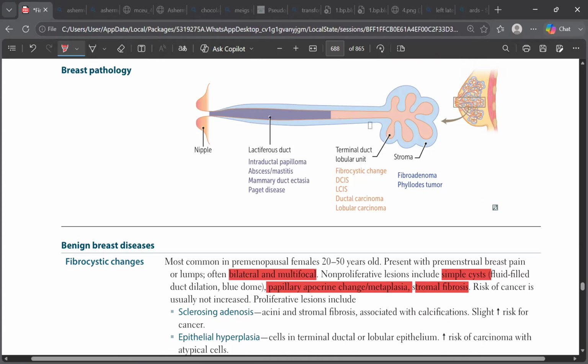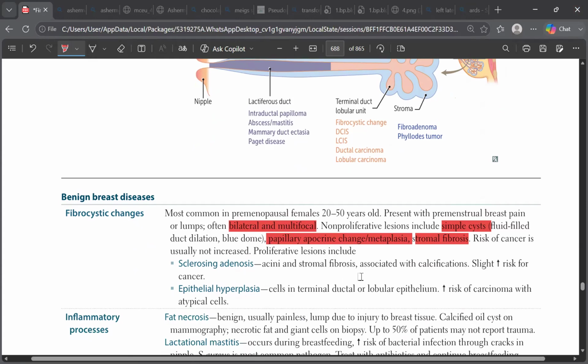There is no increased risk of proliferation. Now, these are all non-proliferative lesions. I'll repeat again: they are simple cystic lesions, lesions that include papillary apocrine changes, and those that include stromal fibrosis. Now, the proliferative lesions include sclerosing adenosis, in which acini and the stromal fibrosis occur associated with calcifications. There's a slightly increased risk of cancer. The non-proliferative lesions are basically those in which the benign cells do not invade the basement membrane of the breast. But the proliferative lesions are those in which there is an invasion of the basement membrane of the breast, and these include sclerosing adenosis and epithelial hyperplasia.